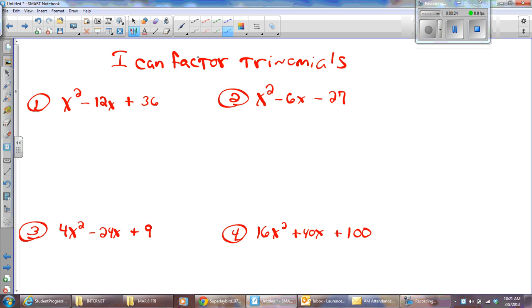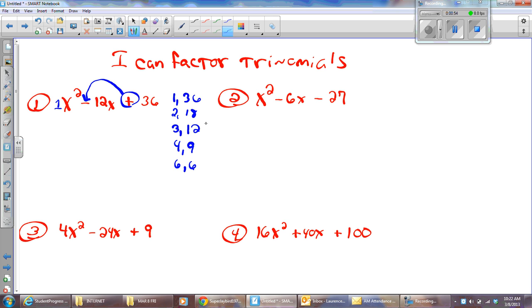Number 1 is a trinomial. I'm checking for a GCF. I don't see one, but the lead coefficient is a 1. So this is an easy one. I'm going to list the factors of 36. All right, so 2 and 18, 3 and 12, 4 and 9, and 6 and 6. And there we go. I'm done. Now, since there's a plus in the back, I'm going to add to get 12. But remember, it's the Wendy's double stack, so they'll both be negative.